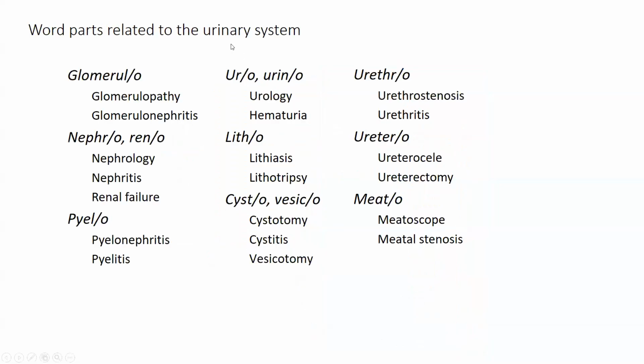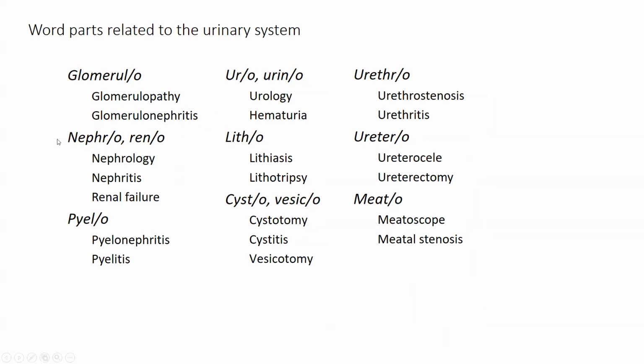So let's look at some more parts here. Glomerulo, of course, refers to that capillary bed. Glomerulopathy is a disease of those capillary beds. And again, you have millions of them. Glomerulonephritis would be an inflammation of the nephrons, the tubes, as well as the glomerulus.